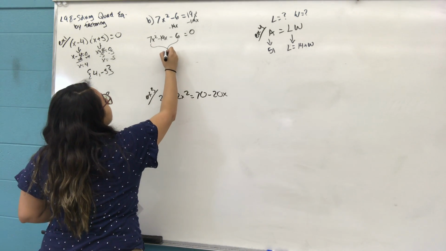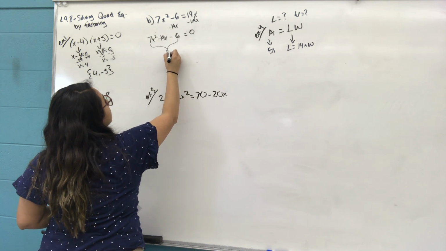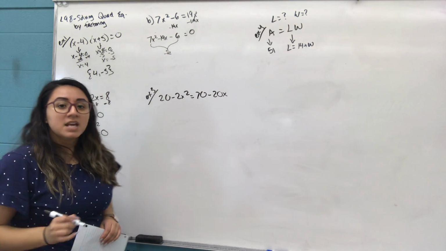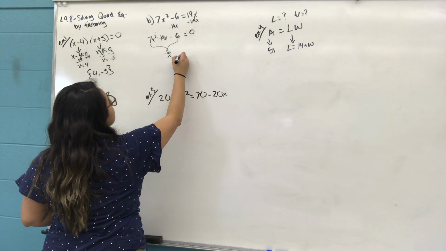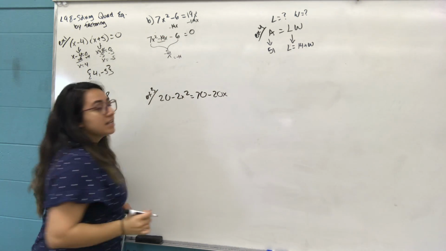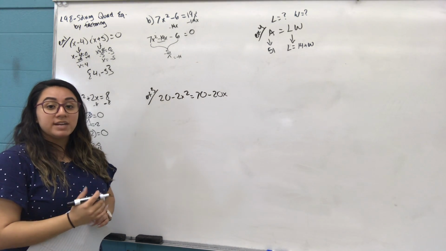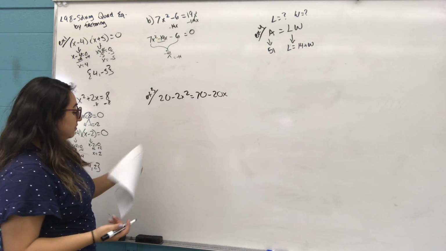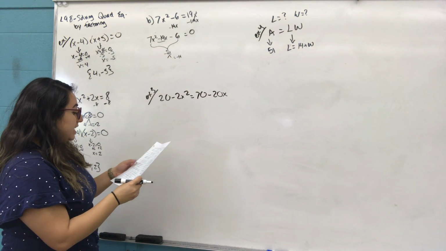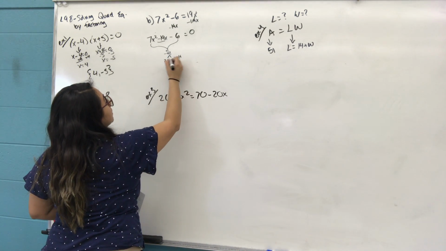So you multiply a times c, which will give you 7 times negative 6. It will be negative 42. Find factors of negative 42 that equal b. B is negative 19. So you find different factors. There's lots of factors of negative 42, but when you add them together, you get negative 19. And if you divide negative 42 by 2, you get 21 and 2. So 21 and 2.